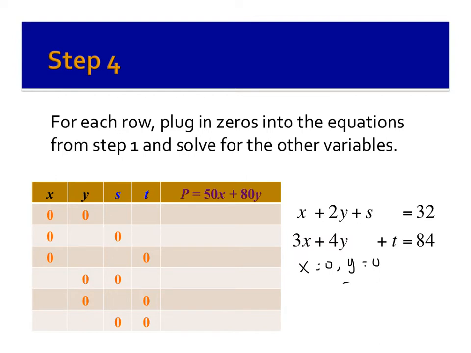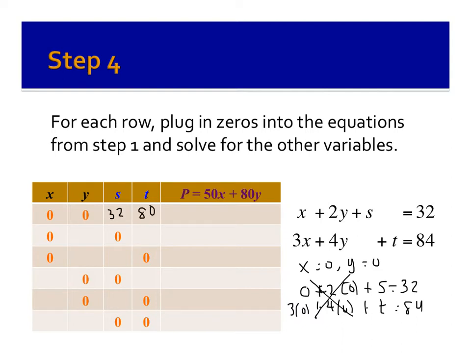It would actually be 0 plus 2 times 0 plus s is equal to 32. That's my first equation. And then the second equation is 3 times 0 plus 4 times 0 plus t is equal to 84. And notice that these two are gone, but I'm left with s is equal to 32 and t is equal to 84. Okay. Let me try a few more.